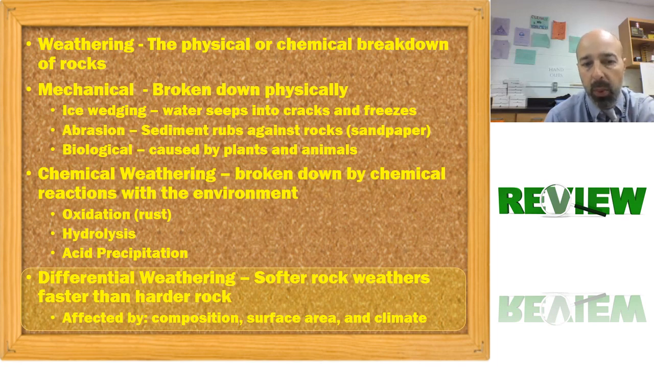precipitation. And we have the idea of differential weathering, which is the idea that softer rocks weather faster than harder rocks. And this can be affected by the composition of the rocks, the surface area of the rocks, and the climate in which the rocks are in. And we'll talk a lot more about this in class, and I'll see you then.